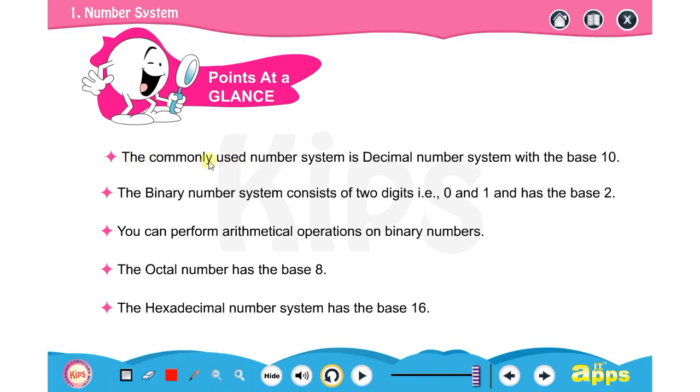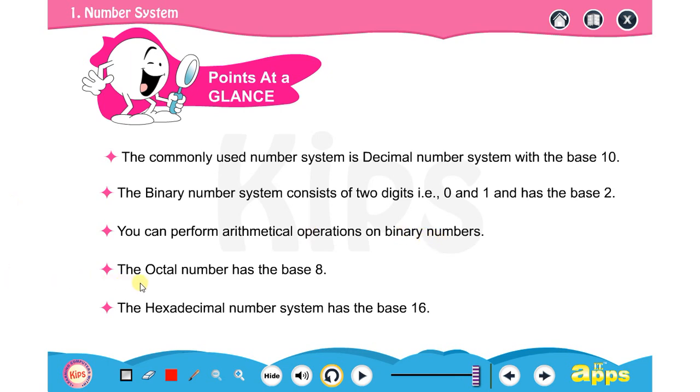First point, the commonly used number system is decimal number system with the base 10. It means the number system which we use in our daily life, that is decimal number system. Second point, the binary number system consists of two digits, that is 0 and 1. Hence, it has the base 2. Third point, you can perform arithmetic operation on binary numbers. Means binary numbers can be added, subtracted, multiplied, or divided.